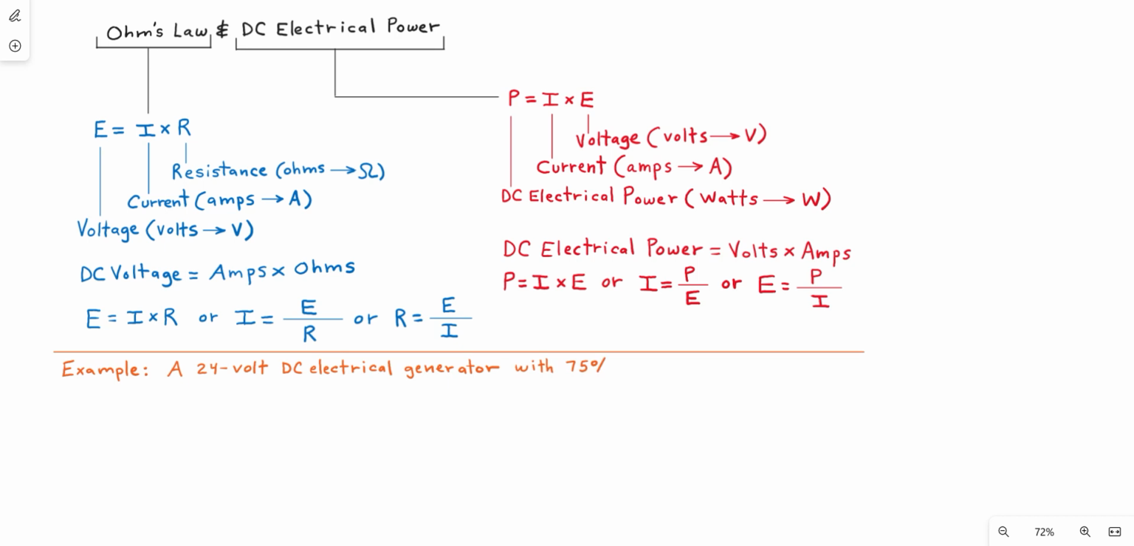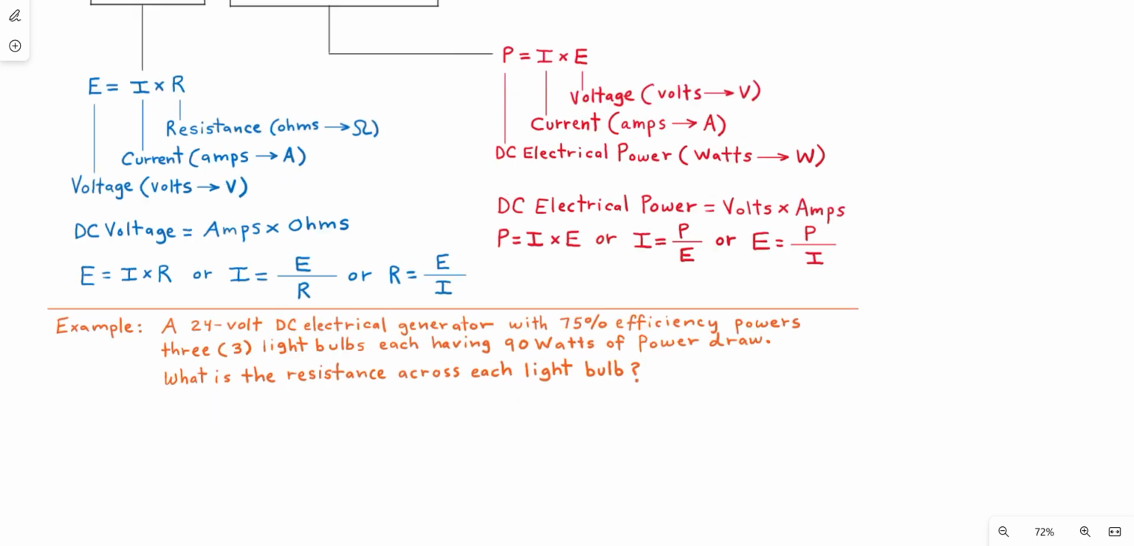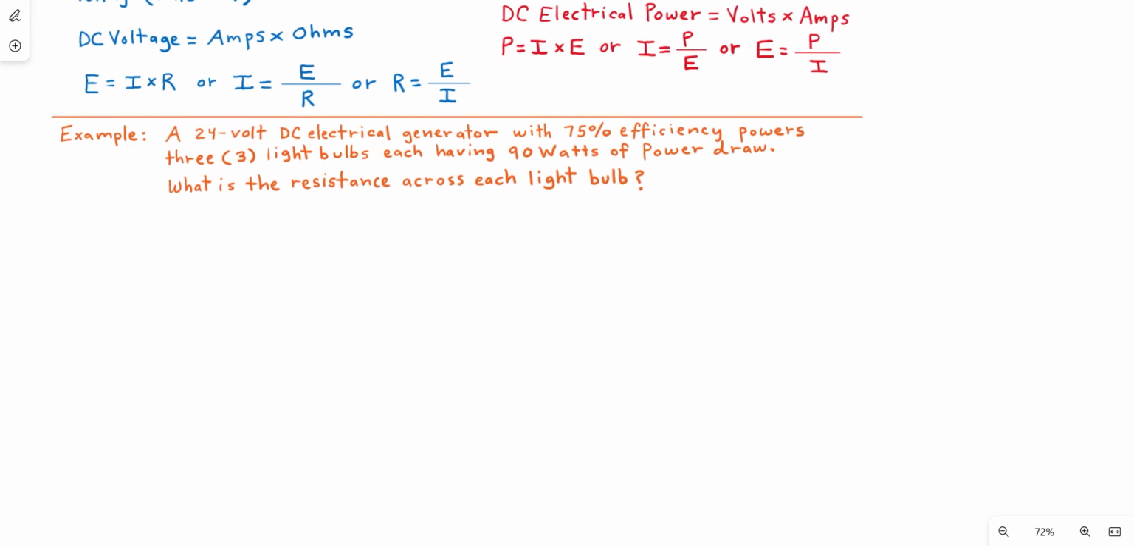So on your Prep-Ware, you may run into a question that asked to compute the resistance across, let's say, 3 light bulbs powered by a 24-volt DC electrical generator with 75% generator efficiency, in which each light bulb draws 90 watts of power. So you can use the formulas listed above to answer the question.